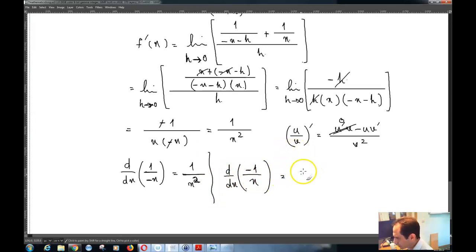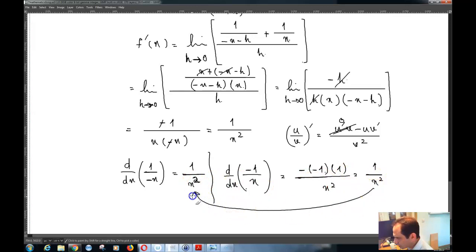So I can write this as negative u, which is negative of negative 1, times v squared, where v prime is the derivative of x, which is equal to 1, over v squared, which is x squared. So this becomes 1 over x squared, which is what we have gotten over here.